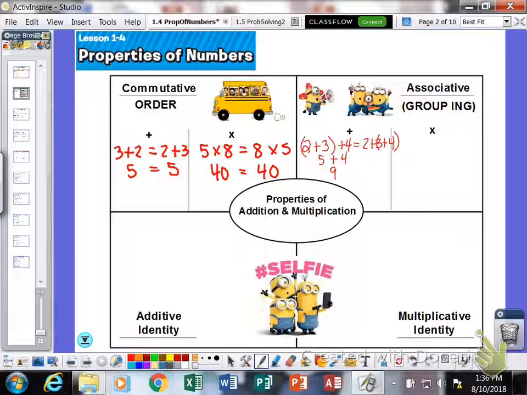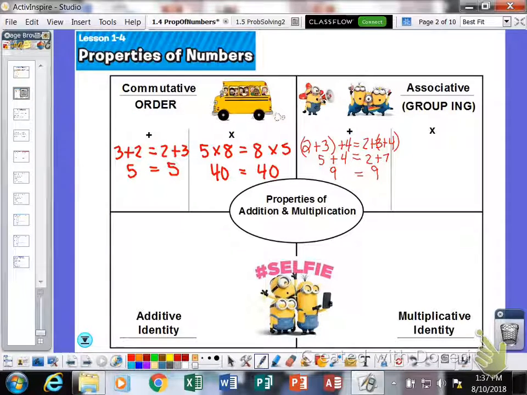Well, let's see over on the other side. Bring down the 2 because it's by itself. Add the 3 plus the 4 because they're in the grouping symbol. I get 7, and 2 plus 7 is 9. So again, you get the same answer. So grouping them doesn't change the value. It's one group switches to another group.